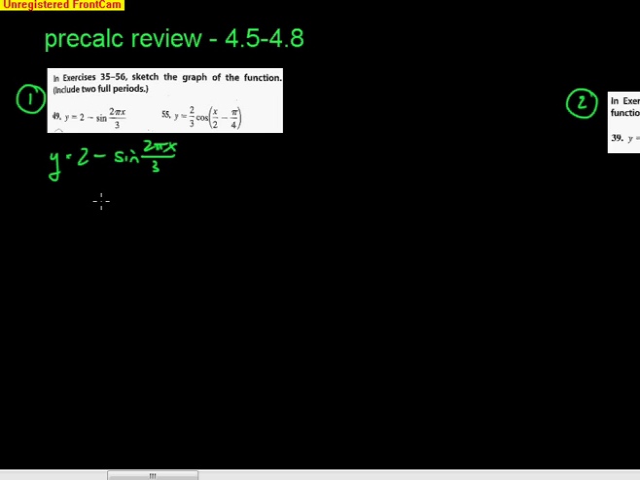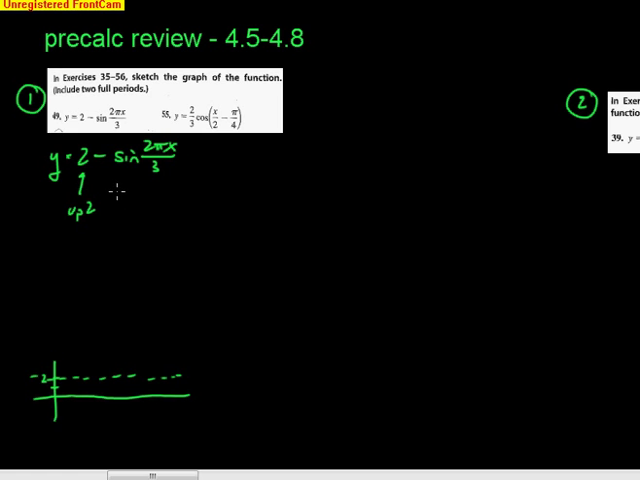Okay, so we have here a d, a number that's going to shift this up or down. This 2 means up 2. So way down here, I'm going to do it right down here. This is my graph. We're going to have to shift up 2. And that's going to be the dotted line, the midline, that your graph is going to be centered around.